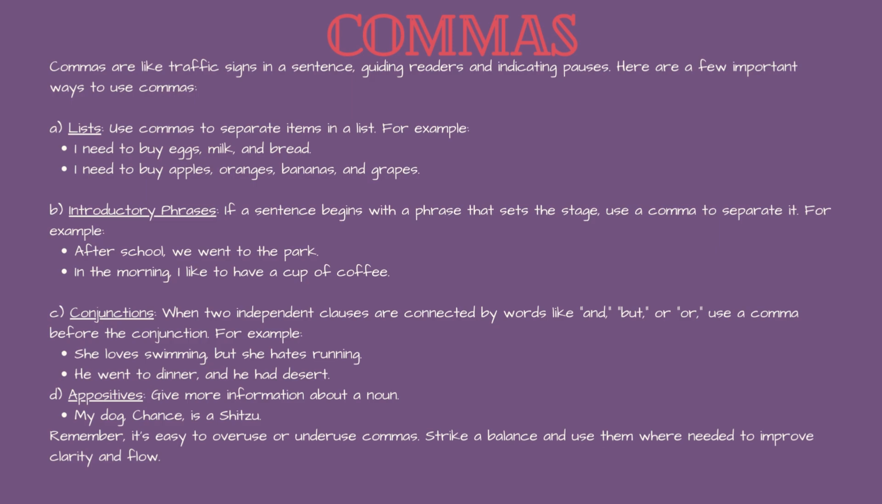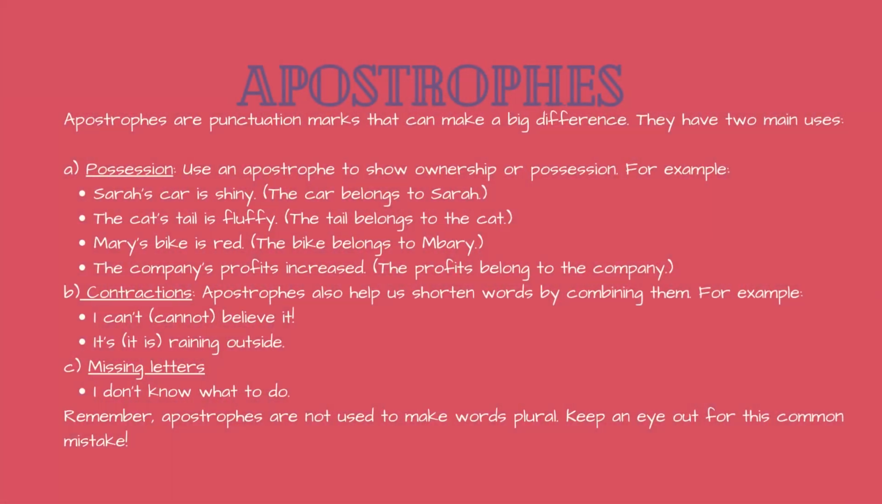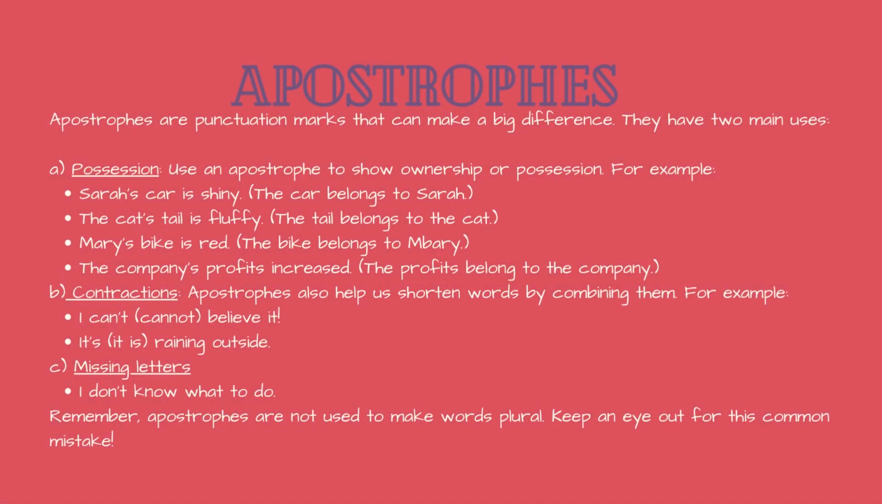So next, let's talk about apostrophes. Apostrophes show possession, contractions, or missing letters. So apostrophes come in handy when something belongs to someone or something else. It's like saying, this thing belongs to that person or thing. For example, Sarah's car is shiny. The apostrophe before the S tells us that the car belongs to Sarah. When it comes to contractions, apostrophes also help us combine words and make them shorter.